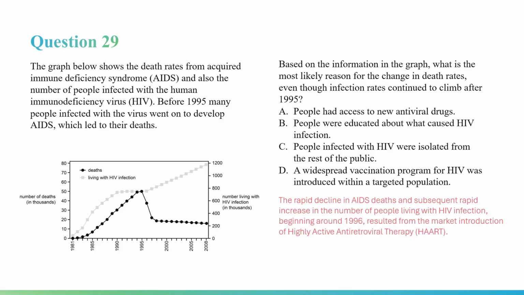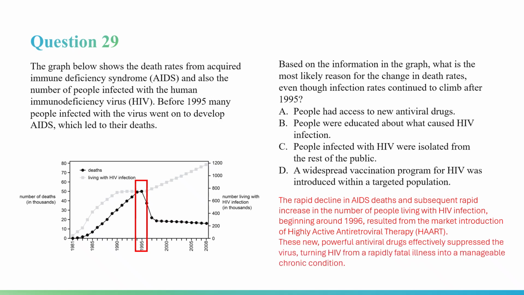The rapid decline in AIDS deaths and subsequent rapid increase in the number of people living with HIV infection, beginning around 1996, resulted from the market introduction of Highly Active Antiretroviral Therapy (HAART). These new, powerful antiviral drugs effectively suppress the virus, turning HIV from a rapidly fatal illness into a manageable chronic condition.